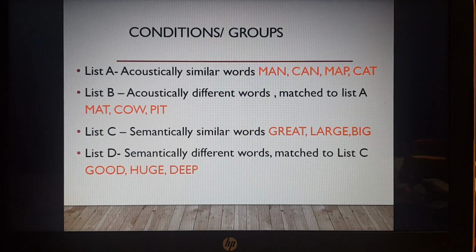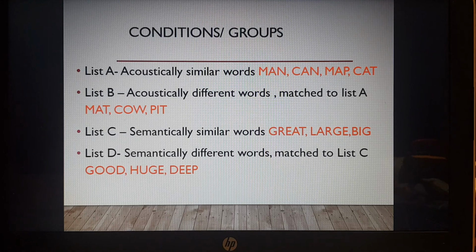List B, or condition 2, is acoustically different words, or dissimilar words, which were closely matched to list A, so mat, cow, and pit. However, they did not sound alike and they were totally different in sound.